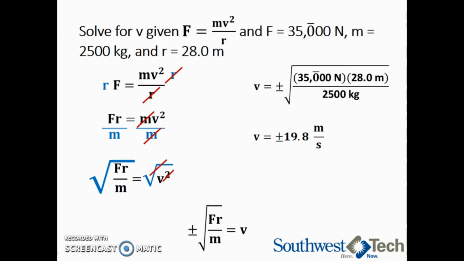However, since the initial value for mass, 2,500 kilograms, only has two significant digits, our answer can only have two significant digits as well. This means v is equal to plus or minus 20 meters per second. This concludes our example of rearranging a basic equation for a different value and solving given the other data values.